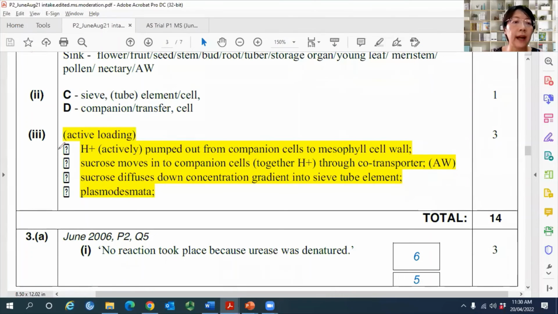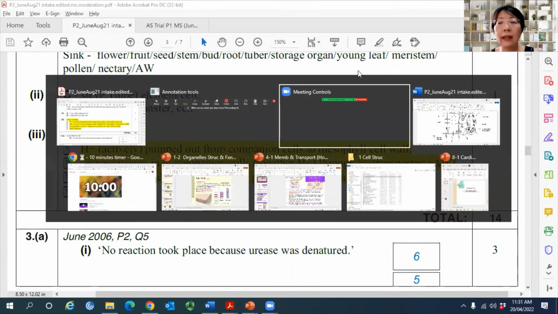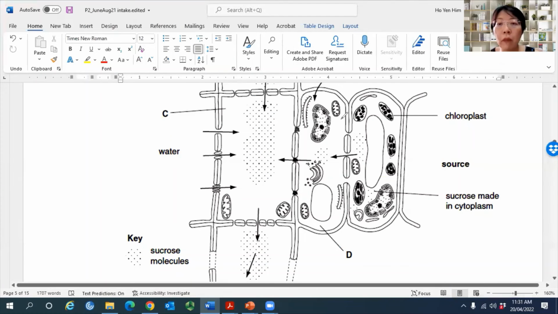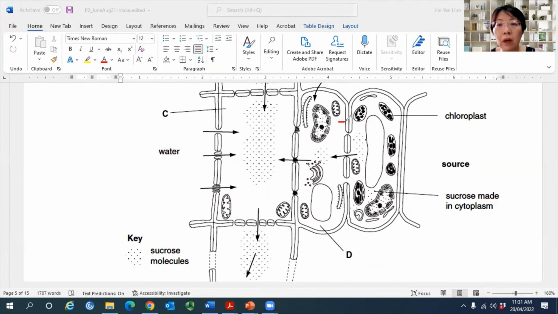Okay, so let's look at the answer. First, proton is actively pumped out from companion cells to where? To the mesophyll cell walls. So I only teach you up to here. The answer says all the way until mesophyll cell wall. For me, until the cell wall is already enough. That means from here, it's actively pumped across the membrane into the mesophyll cell wall, which is this cell wall here. But to the cell wall is already sufficient.